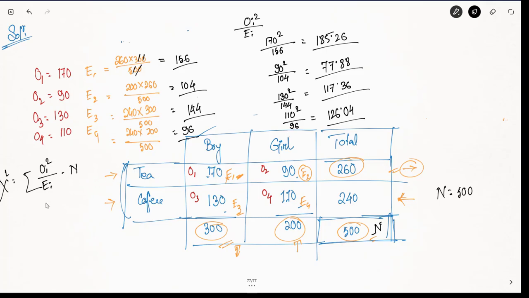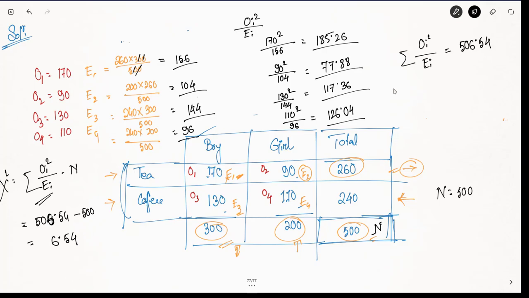So we need a total of this, right? The sum of Oi square by Ei is equal to 506.54, right? So what will be the chi-square? Chi-square will be 506.54 minus N, which is 500, right? So the ultimate value is 6.54. So the calculated value of chi-square is 6.54, right?